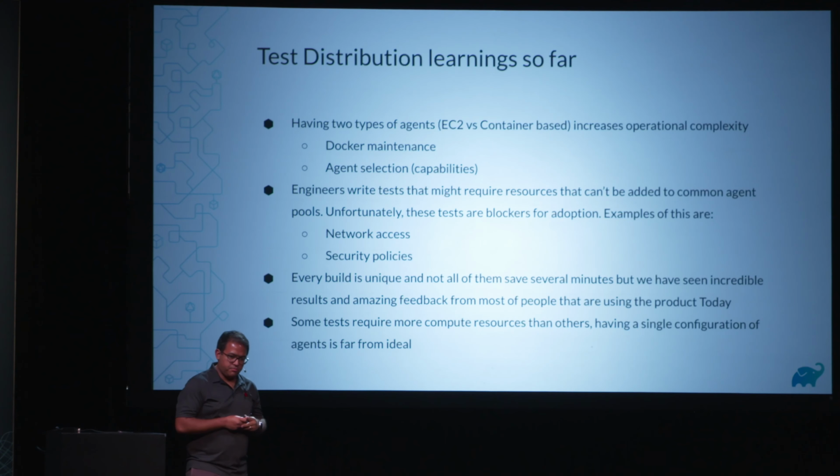So I really want to share more of the learning so far. Having two types of agents, for example, Docker-based from VMs and one container-based, really adds complexity when it comes to operations. We need to maintain Docker. We need to have opinions on Docker. We need to make sure that we do proper cleanup and such, because the agent is a long-lived process at the very end.